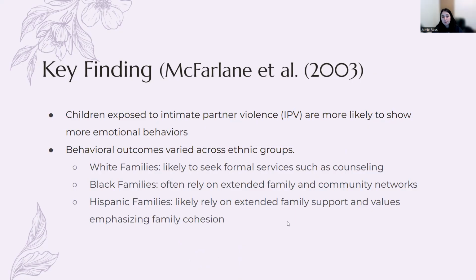Children exposed to intimate partner violence, IPV, are more likely to show more emotional behaviors. Behavioral outcomes varied across ethnic groups, such as white families are likely to seek formal services such as counseling. Black families often rely on extended families and community networks, and then Hispanic families are likely to rely on that extended family support and values, emphasizing family cohesion.